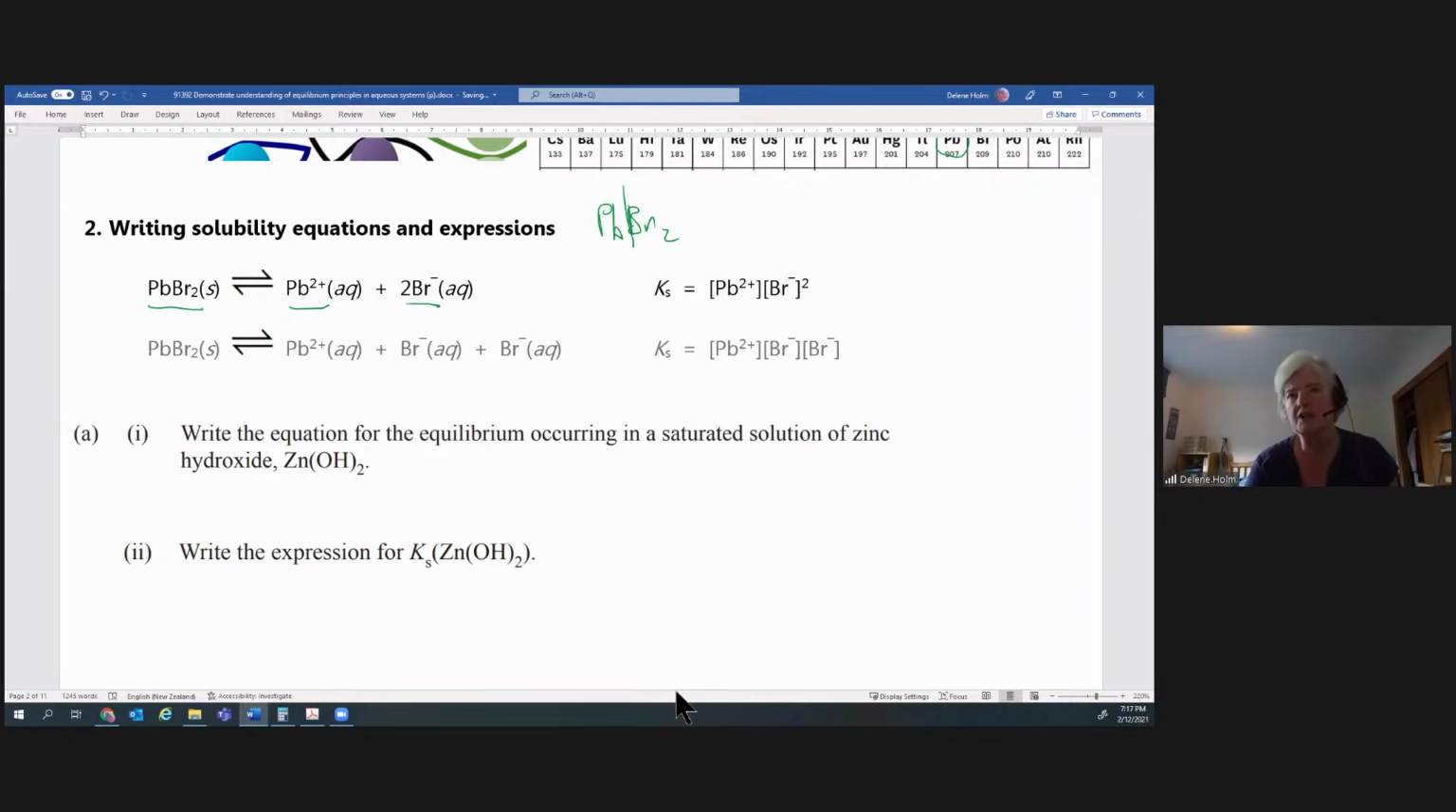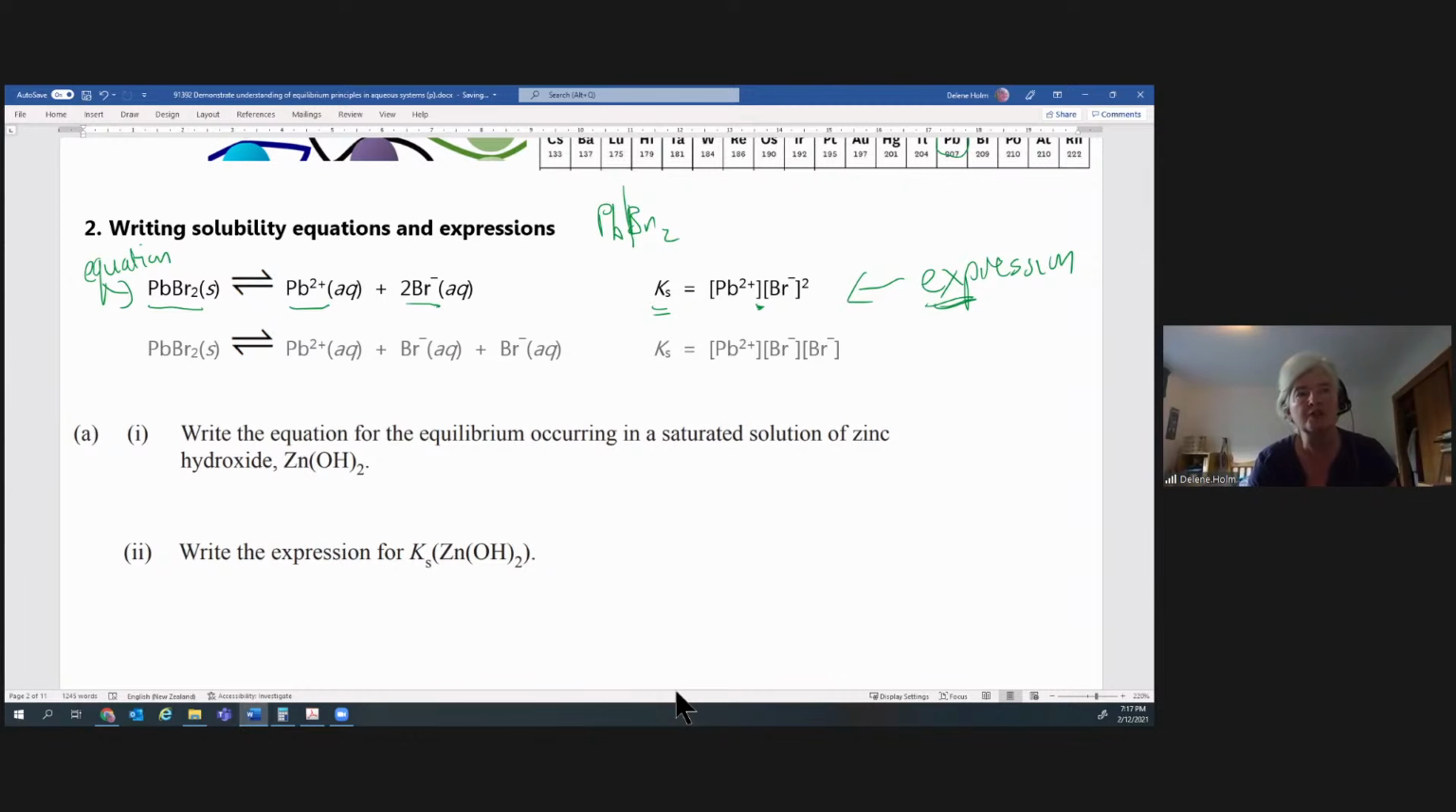If you're not quite sure how to write the solubility expression, remember, this is the expression and this is the equation. Sometimes students get confused because they both start with an E, and if they get asked for an expression, they write the equation. So just be clear that the expression is when you use your Ks and you do the square brackets and you multiply. So how does this expression work?